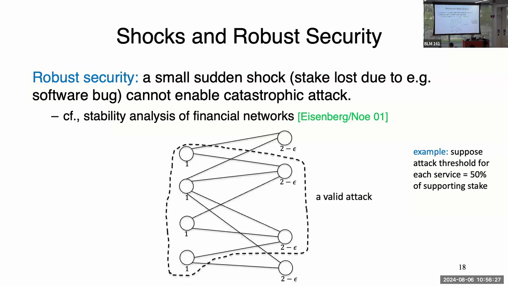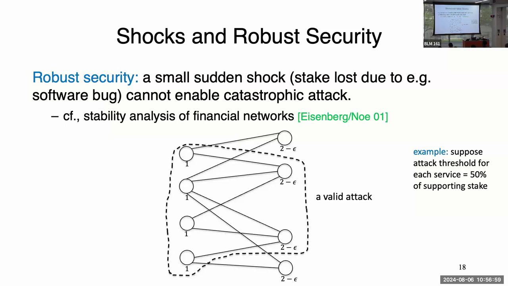And indeed, if you look at the middle 2 validators on the right, they are now, after the shock, in a position to by themselves attack all 4 of the services, right? They have 50% of the stake on the top and the bottom, 50% of the stake on the second service, and 100% of the stake on the third service. So they meet the 50% threshold for all 4. They will lose 4 minus 2 epsilon stake for doing it, but they'll get 4 for it. So that's a just barely profitable attack, okay?